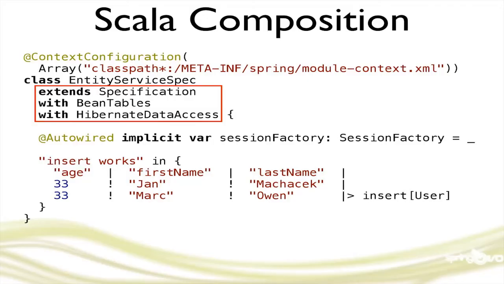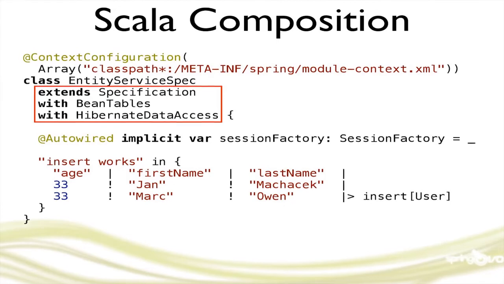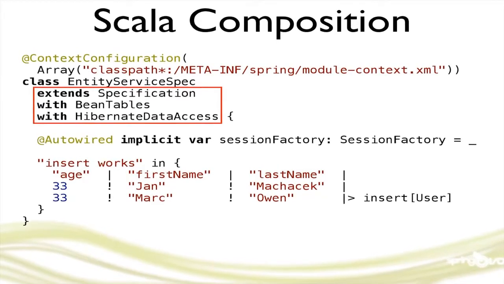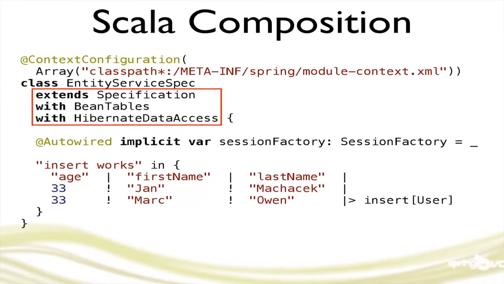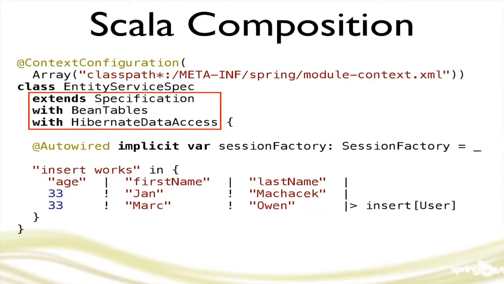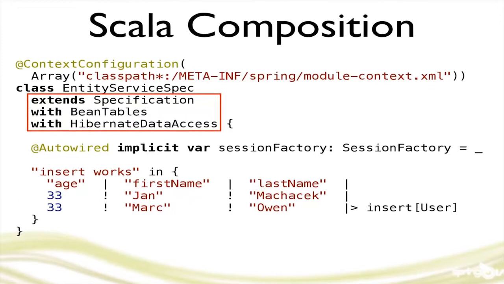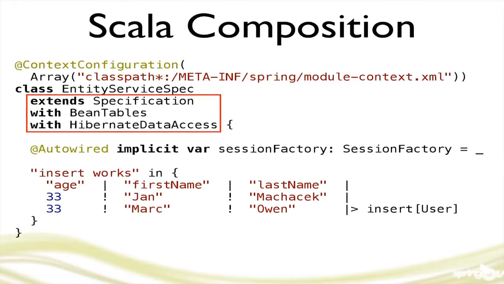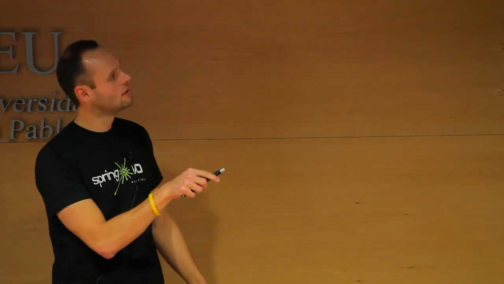But it's actually quite useful. So let's see. We've already seen it, actually. You've seen it here. This was an example of composition. The insert method is defined in the Hibernate data access trait. And I've mixed it, composed it, I've inherited it, if you like, into this type, into my specification.